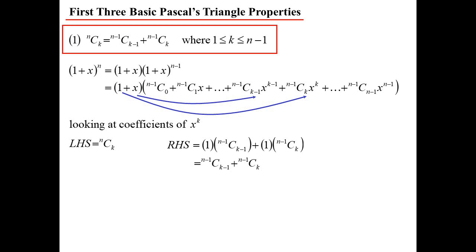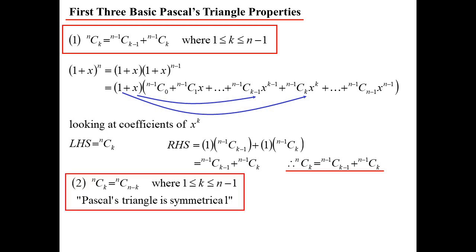But those 2 things are equal. So therefore, nCk must be n-1Ck-1 plus n-1Ck. What we've essentially done is proven that to find any term in Pascal's triangle, we add the 2 numbers that are immediately above it.